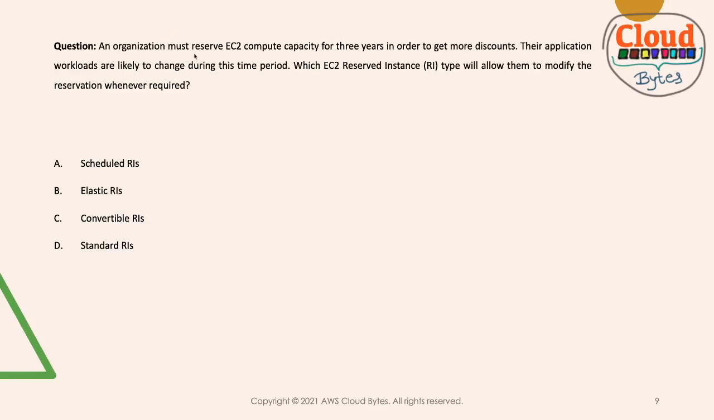An organization must reserve EC2 compute capacity for 3 years. We're talking about 3 years compute capacity in order to get more discounts. Their application workloads are likely to change. So the workloads are going to change during this time period. Which EC2 reserve instance type, so there are multiple types of reserve instances over here, will allow them to modify the reservation when required?